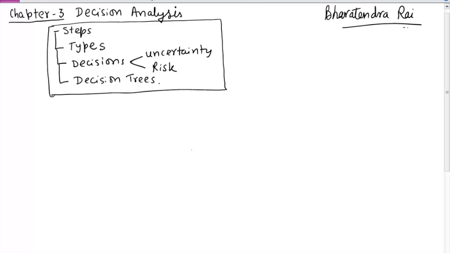In this chapter, we will go through some general steps involved in decision analysis. We'll also cover different types of decision making. We'll cover decisions that are made under uncertainty and decisions that are made under risk. And we'll also cover a tool called decision trees that are very useful for making decision analysis.